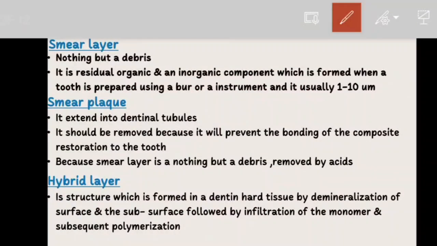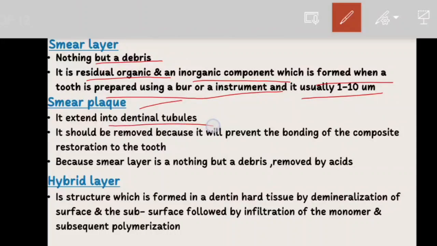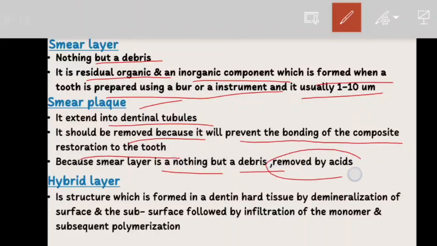Now smear layer. Smear layer is nothing but a debris. It is formed during cavity preparation using a burr or instrument. It is a residual organic and inorganic component which is formed when a tooth is prepared using a burr and instrument, and it is usually 1 to 10 micrometers. Now the second one is smear plug. It extends into the dentinal tubule. It should be removed because it will prevent the bonding of the composite restoration to the tooth. Because smear layer is nothing but a debris, it should be removed by the acid.